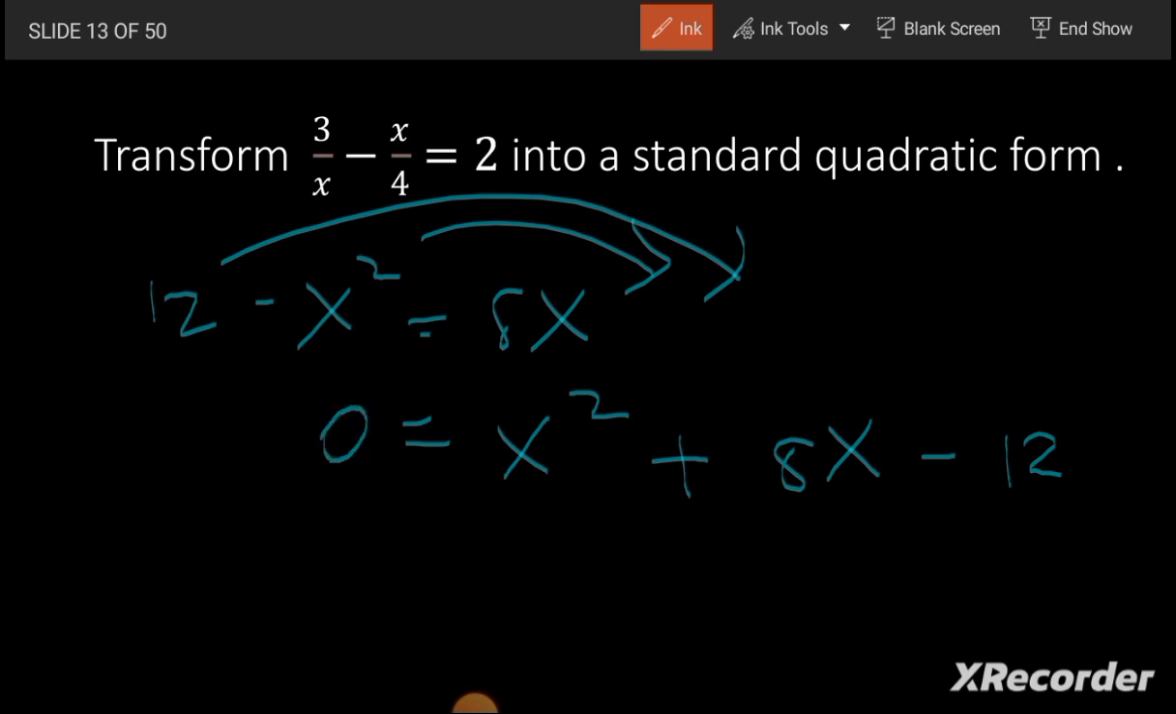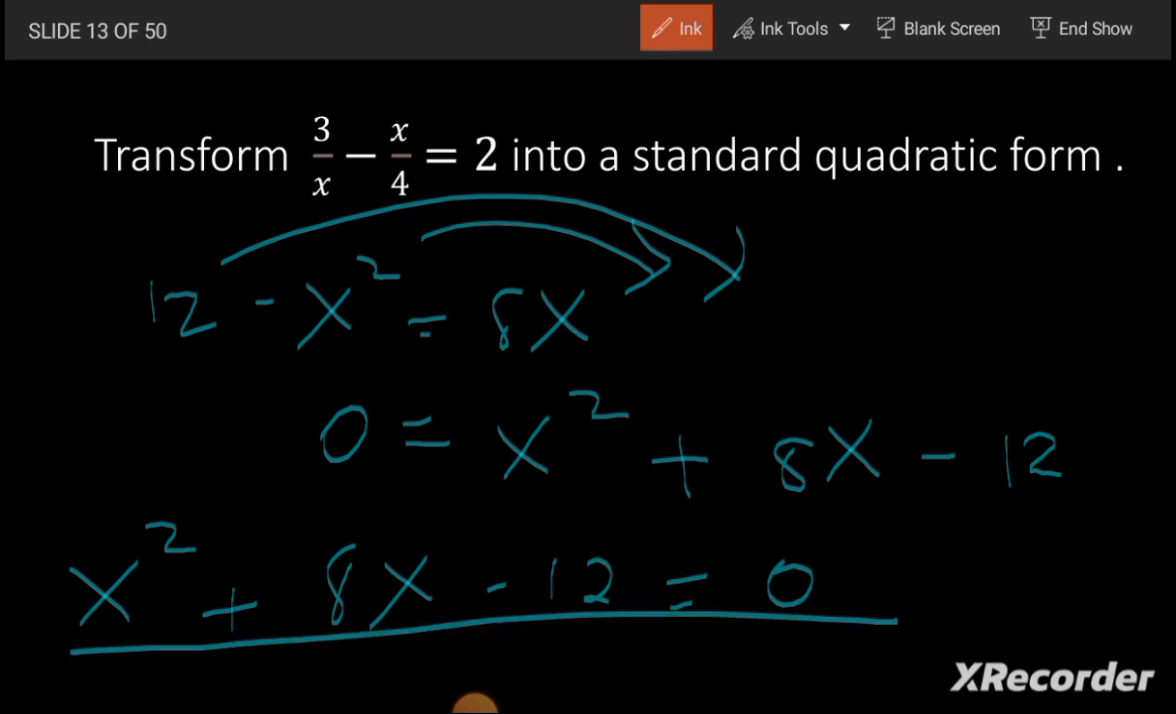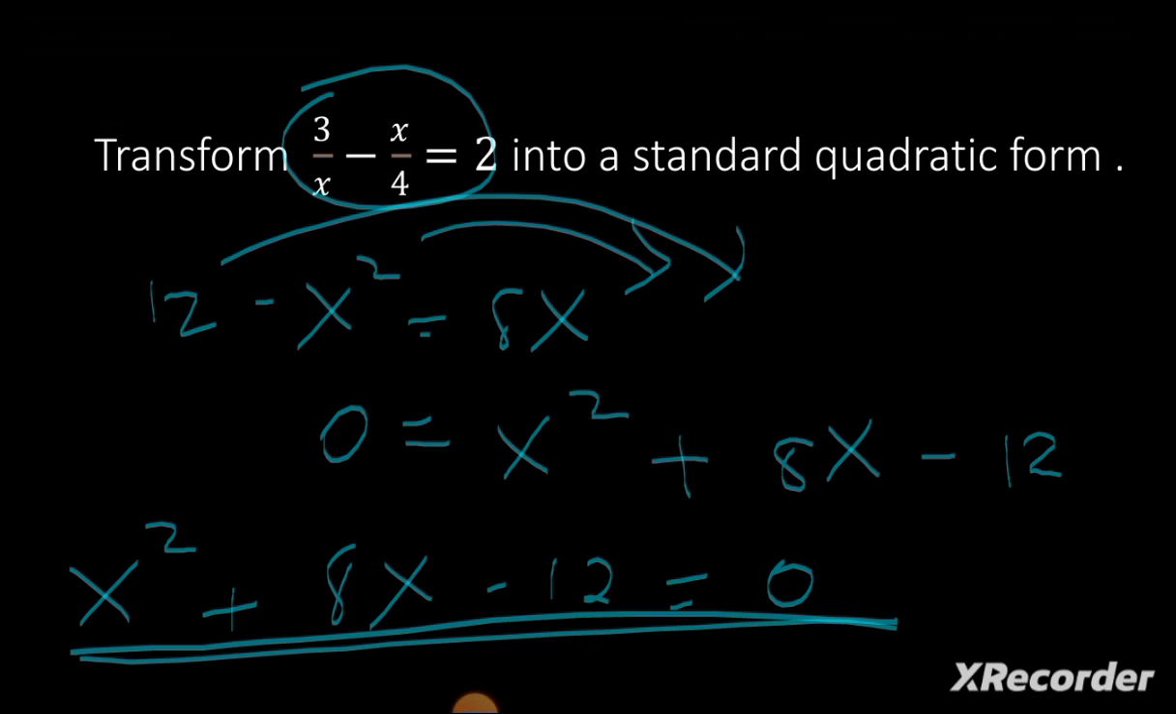And we can interchange the terms. So, pwedeng dalhin na lang sa left side yung mga terms. At saka sa right side naman yung 0. And this is now the equivalent standard quadratic form of our rational algebraic equation here. Yan.